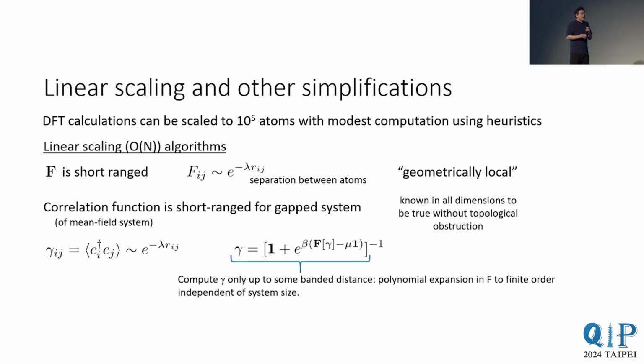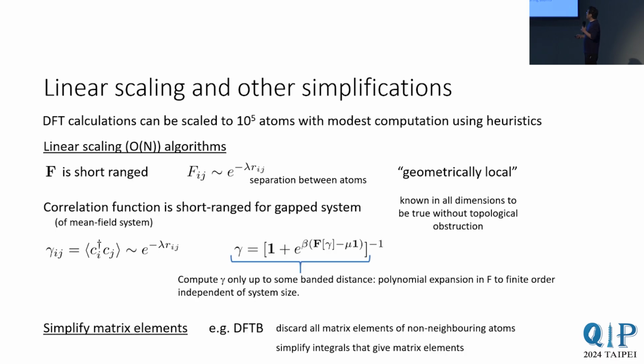And that finite order is independent of the system size because the range of these quantities is independent of the system size. So that's essentially what you do, and this allows you to make your algorithm go from cubic scaling down to less than cubic, and typically in gapped systems, linear scaling. So that allows you to get to very large calculations. And you can do further things to make it cheaper, like you can simplify these matrix elements, and that way you can simulate up to 1 million atoms in this way.